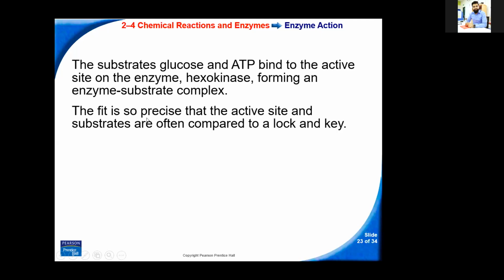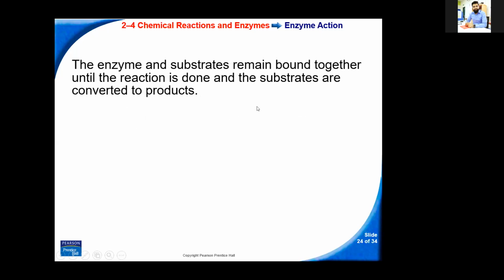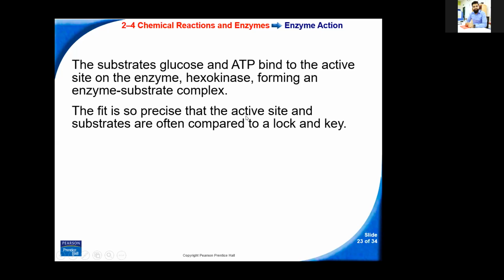The fit is so precise that the active site and substrates are often compared to a lock and key. As we said, this is the old theory, but today it's induced fit. This is an old PowerPoint actually. This PowerPoint is very old. It's supposed to be the induced fit theory now, okay?